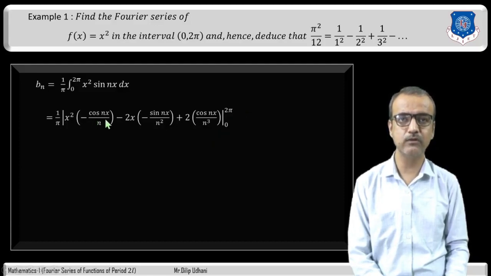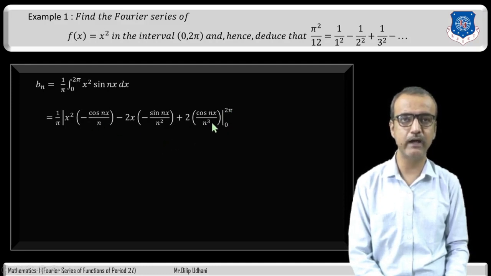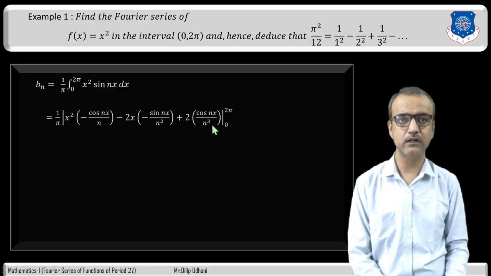And for the first term cos 2n pi, the result is 1, right? So we will have this first term. And if we replace x by 2 pi over here, the second term will become sin 2n pi, and as you know the value of sin 2n pi is 0, so this term will become 0. And for the third term cos 2n pi, and that is 1, so for the upper limit 2 pi we will have the first term and the third term.